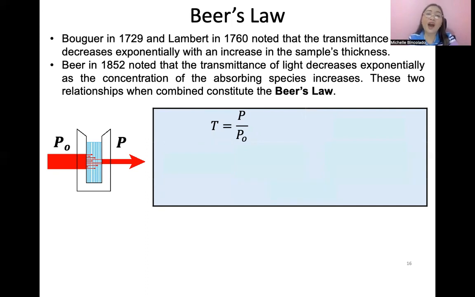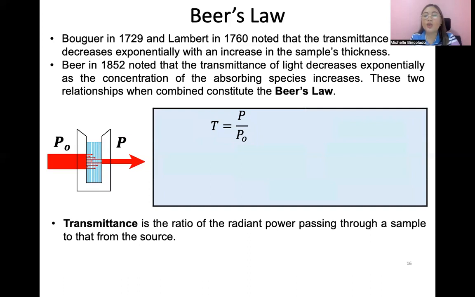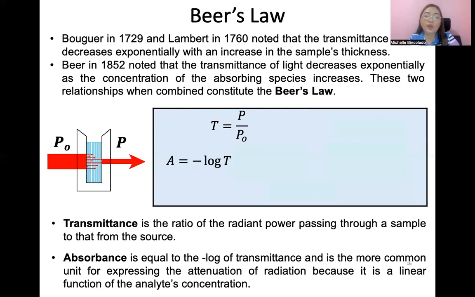Ang common, guys, na value ng T ay in terms of percentage. If you will read books, laging percent T yung ginagamit nila. So it's just T times 100. And then, of course, guys, huwag niyong kalilimutan ang A, absorbance. Absorbance is equal to the negative log of transmittance, which is the more common unit for expressing the attenuation of radiation kasi linear, guys, ang relationship ng absorbance with that of the analyte's concentration. So A is negative log of T. So inverse, guys, ang relationship nitong dalawang to.